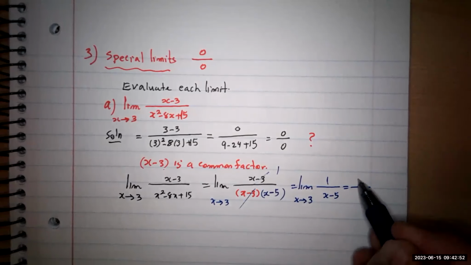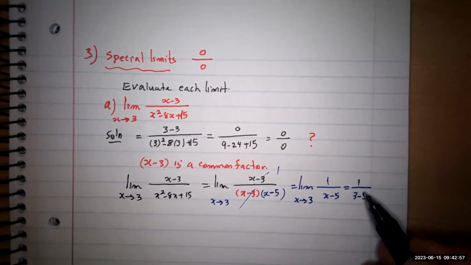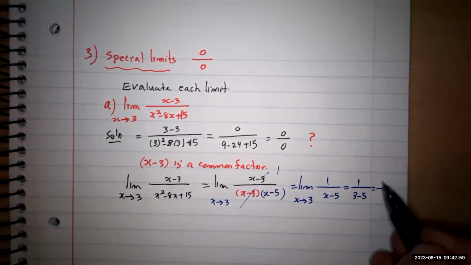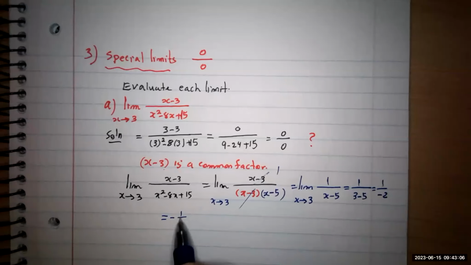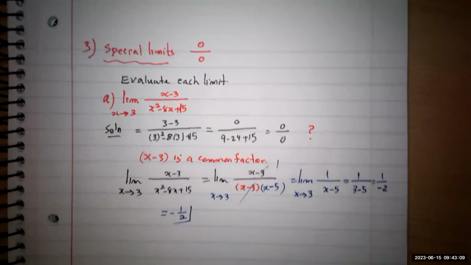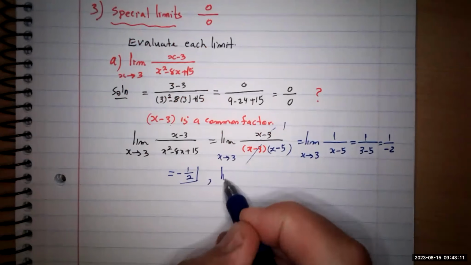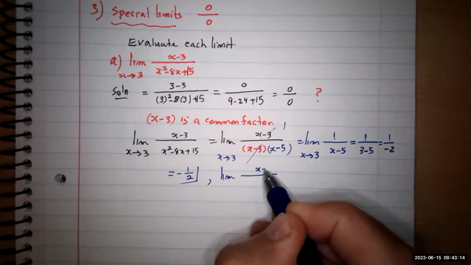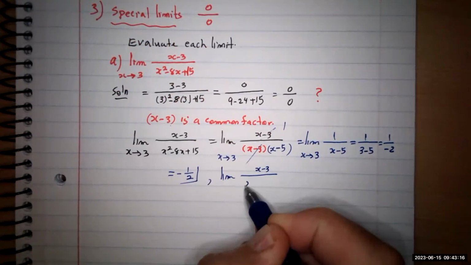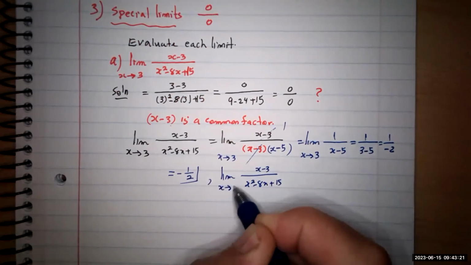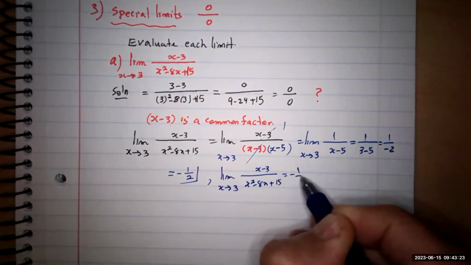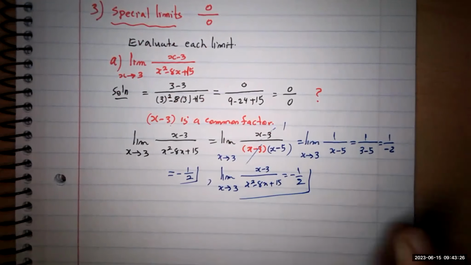So it's going to be 1 over 3 minus 5, which is going to be negative 2. So it's 1 over negative 2, and the final answer is negative 1/2. You don't have to repeat it, but I repeat it: the limit as x goes to 3 of (x minus 3) over (x squared minus 8x plus 15) is equal to negative 1/2, and we are done.